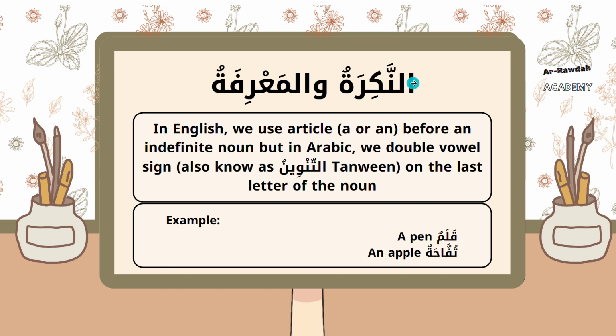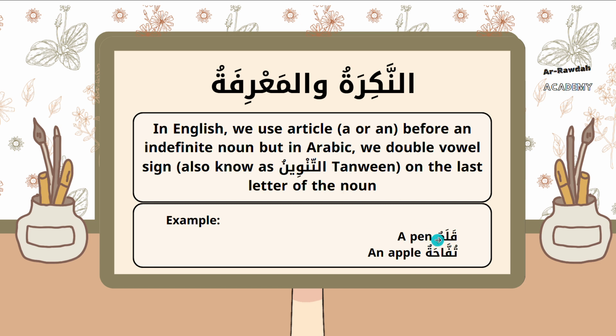It means, we have vowel signs in Arabic language. We have the fatha, we have the kasra, and we have the dhamma. So in the case of expressing an indefinite noun, we use a tanween, which is a double vowel sign on the last letter of a word. This word, qalamun, has three letters: qaf, lam, and mim. And the last letter is mim. So when we want to express this word as an indefinite noun, the vowel sign on this mim is going to be doubled. So that is what we call a tanween.